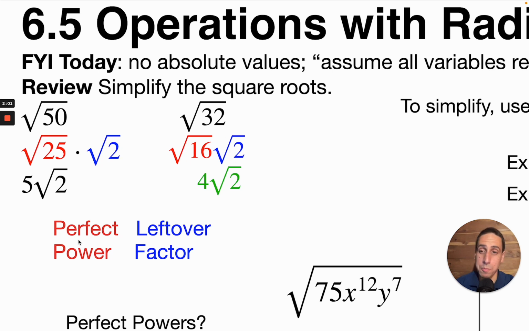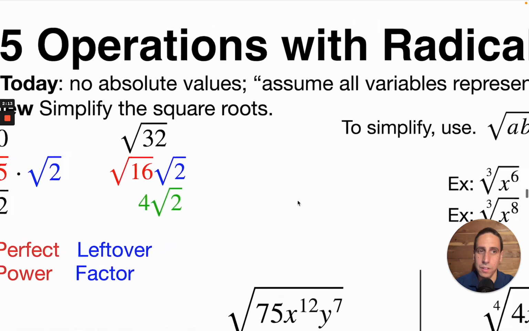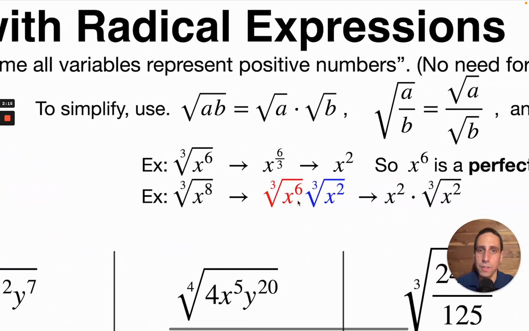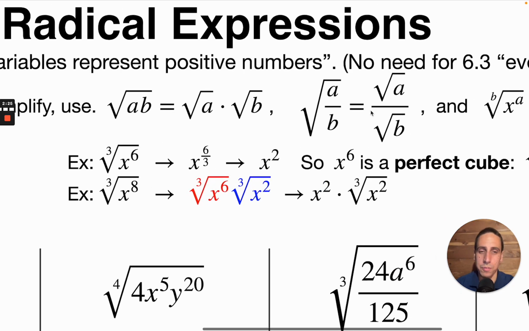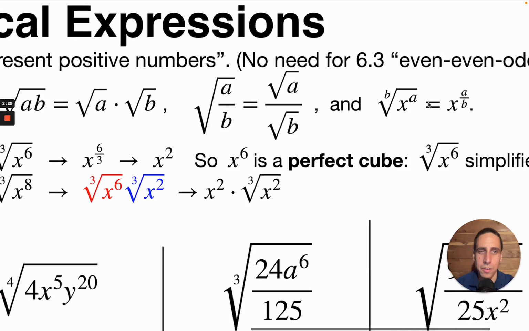When I say perfect power, I mean the thing that will eventually simplify. Square root of 16 eventually simplifies to 4. Square root of 25 eventually simplifies to 5. So let's take a look. So here, as we've seen already, the square root of 25 times 2 separates into the square root of 25 and the square root of 2. We're going to use this fact. We're going to use the similar fact when it comes to fractions. You can split them up and put them in two different radicals. And then we're also going to use this fact as well.